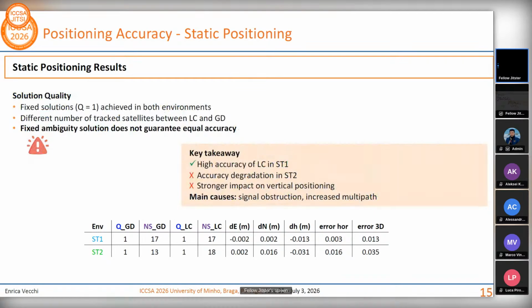What else we can say about this result is that looking at the number of satellites and the quality indicator, you see that the quality indicator is always referring to a fixed solution. So we cannot say that a fixed solution ensures a good quality in any case. And also we can say that the main reason of the decrease in accuracy is due to the multipath effect.